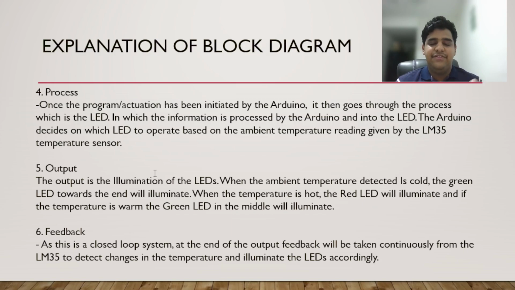So output for this project is the illumination of the three LEDs on our circuit. So when the ambient temperature is cold, the green LED towards the end will illuminate. When it's hot, the red LED will illuminate. And if the temperature is warm, the green LED at the middle will illuminate. So lastly, as this is a closed loop control system, at the end of the output, feedback will be taken continuously from the LM35 to detect changes in the temperature and illuminate the LEDs accordingly.